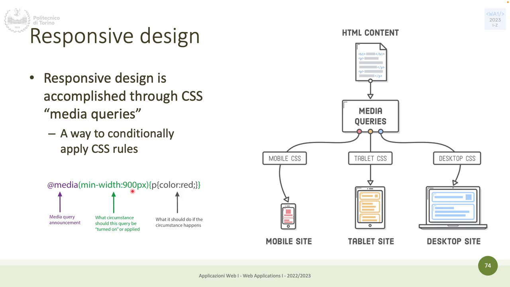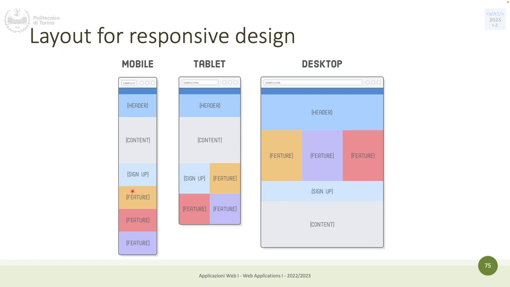So they are conditionally applying CSS rules, conditional on the screen size, typically the width of the screen. Because if you have something like this on the desktop, on mobile you typically have something like this. So this feature goes here after sign up, because there is no space here to put three features in a row. You don't have enough screen size. So you can restructure the page without changing the HTML, without changing anything in the style sheet, just applying some conditional rules that say when the resolution is smaller, these blocks should behave in this other way, should apply these styles.